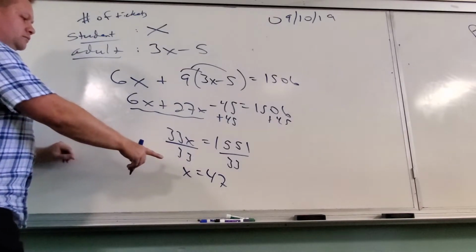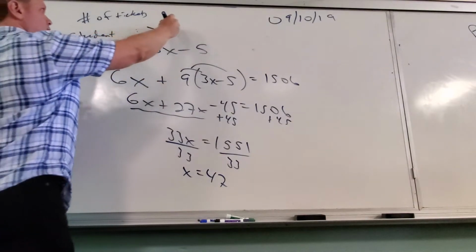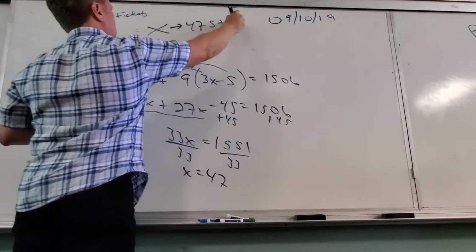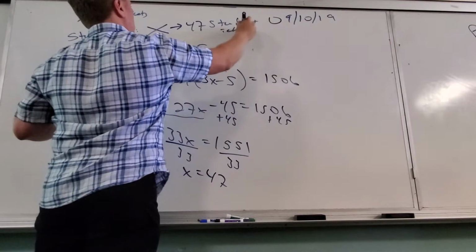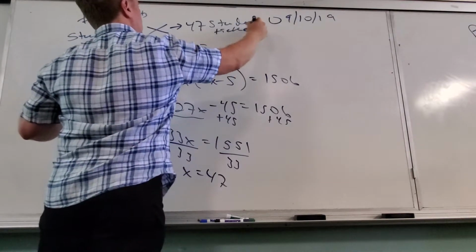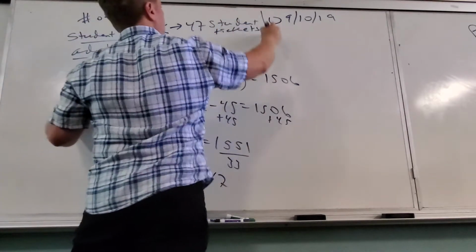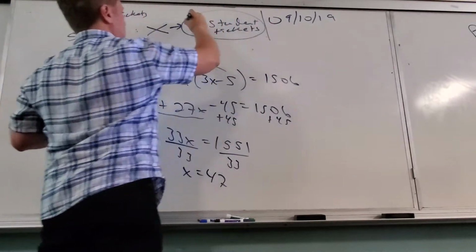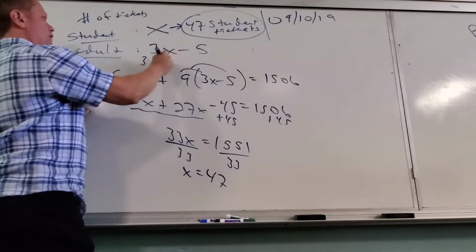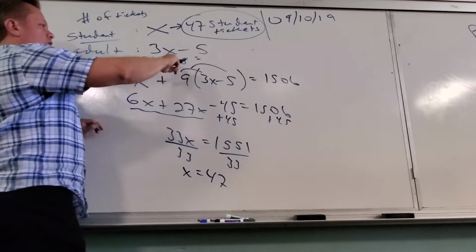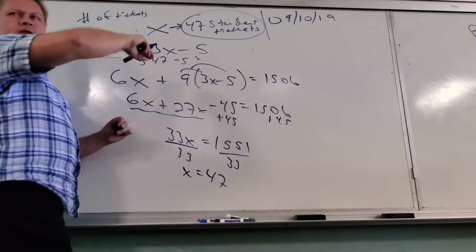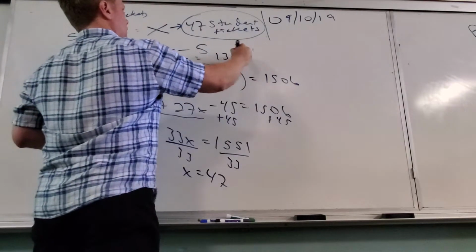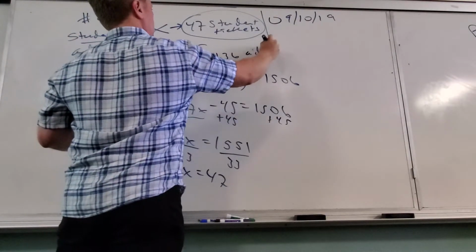47 what? Student tickets. And so how many student tickets? And then how many adult tickets? 3 times 47 minus 5 is 141. Is that right? Minus 5, 136? Yeah, 136.